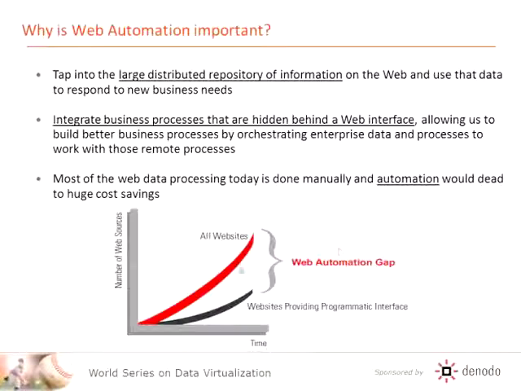We can see on this little chart over here that there is an increase in the number of websites that do not provide a programmatic interface. So how do we bridge this gap? The Denodo web automation tool bridges this gap by using a human interface in a programmatic way to interact with any web data and processes, leading to increased access to information as well as cost savings.